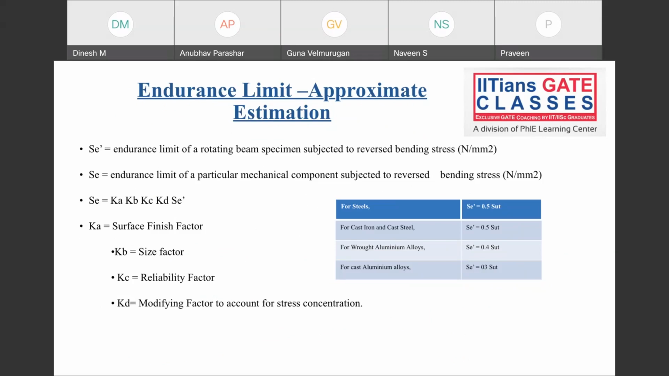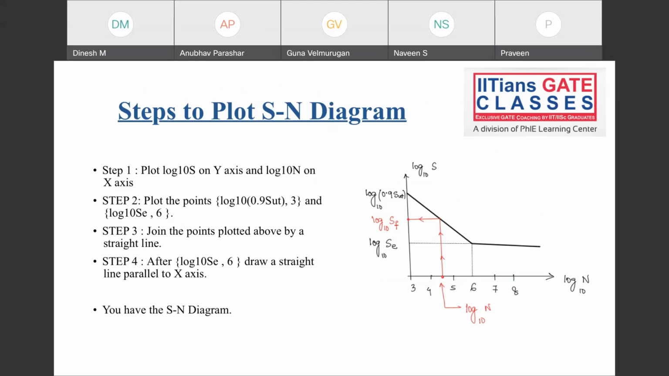Endurance limit is found out using the rotating beam machine. I'll not go into much detail on the rotating beam machine, but we'll see a little bit. Now let us assume that we know the endurance limit of the material. How we are going to find it out, we will see in the coming slides. For now, let me say it is somewhere around 100 or say 200 megapascal.